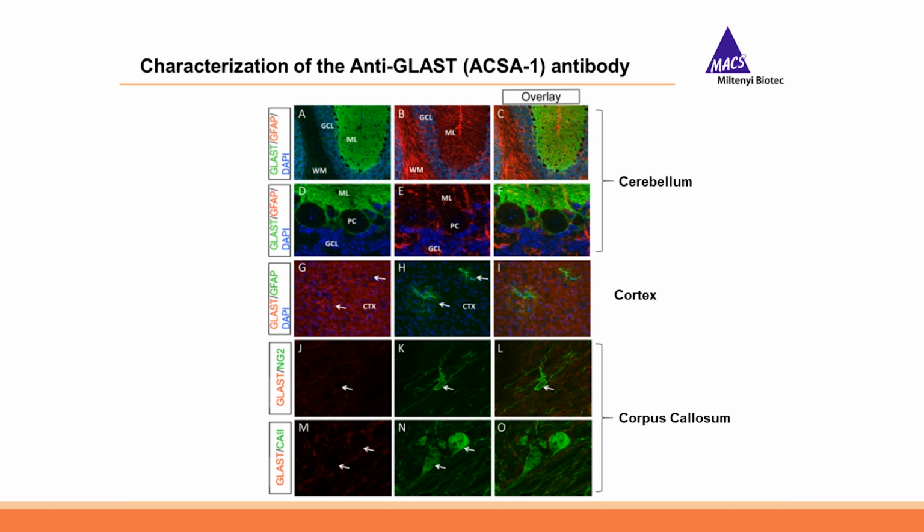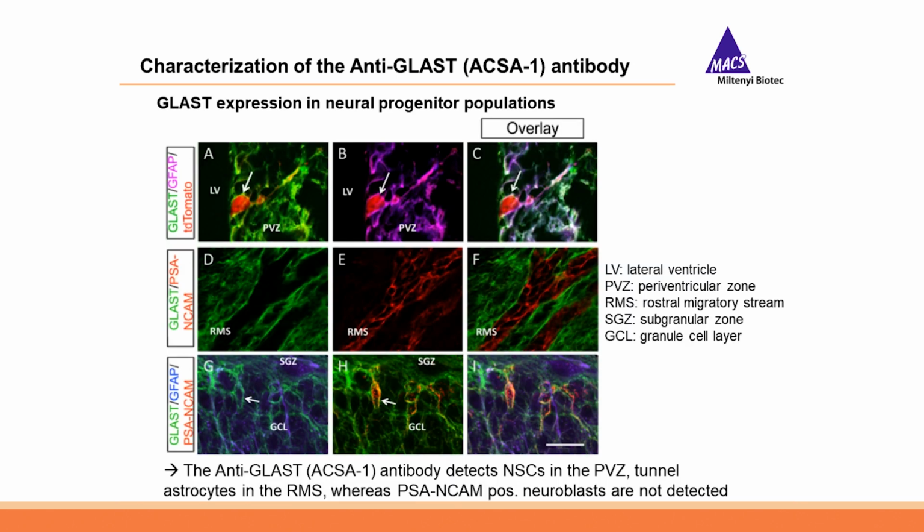And in the corpus callosum, GLAST was neither expressed by oligodendrocyte progenitors expressing NG2, as shown in J to L, nor was it expressed by mature oligodendrocytes that were identified by the expression of carbonic anhydrase 2, that's shown in M to O. We then investigated the GLAST expression also in the two neurogenic regions of the brain, the subventricular zone and the dentate gyrus of the hippocampus.